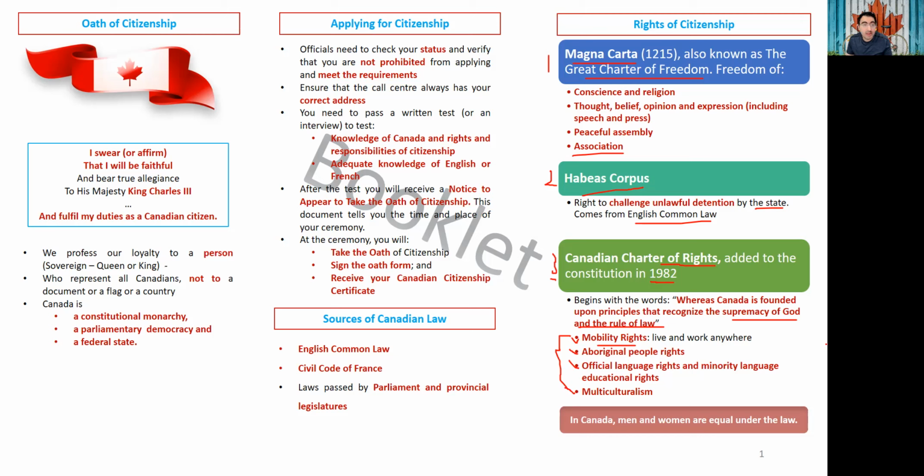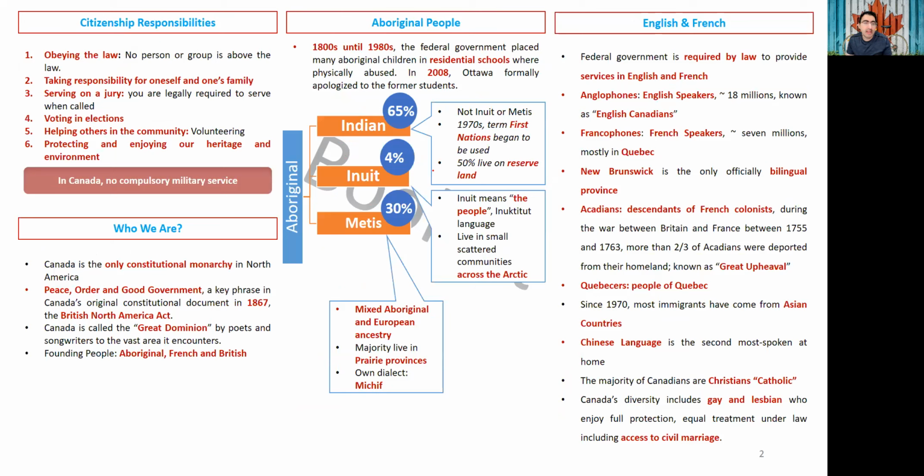And one important thing to know is that in Canada, men and women are equal under the law. So there is no distinction between a man and a woman. Both have the same rights and the same rules under the law. Okay. This summarizes the rights of citizenship. And now we will move to the second point, which is citizenship responsibilities. Whenever you have citizenship, what do you have to do, or what responsibility should you provide based on the citizenship?